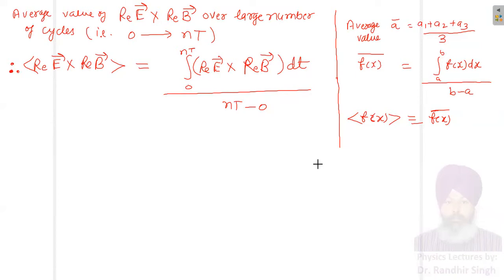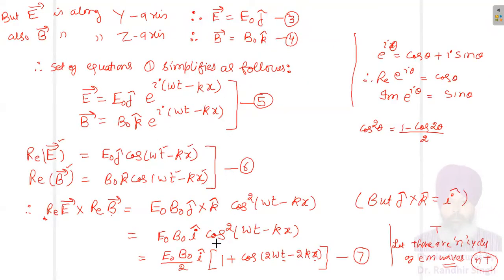Okay students, let us now put the values of these quantities and see what is the average of this vector. If you go to the previous page, you can see that this quantity, real E cross real B, is E0 B0 I cap upon 2 times 1 plus this thing. Let us now do it.